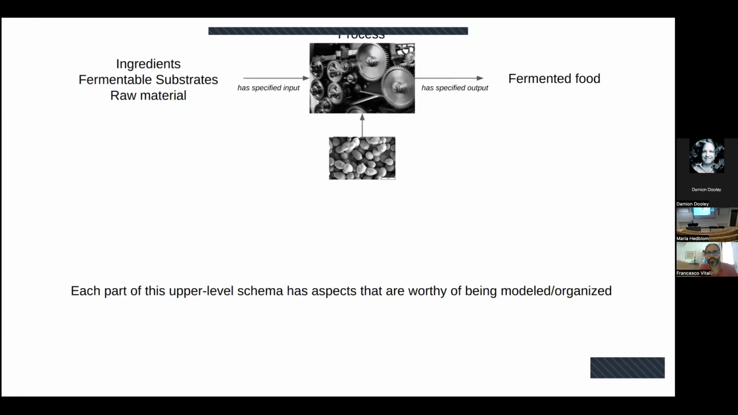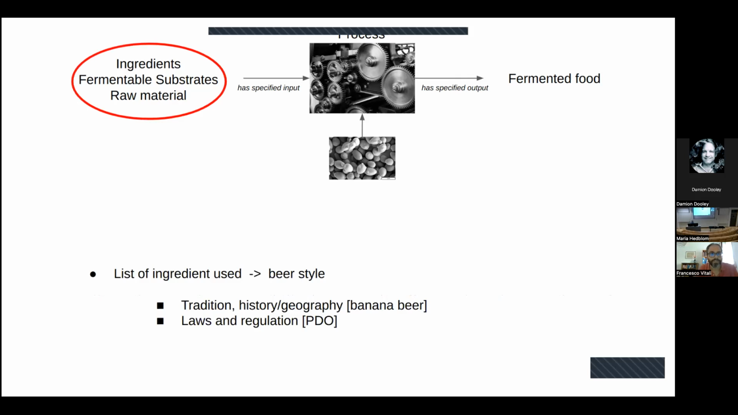Okay. So each part of this schema can be further modeled or organized. And we can, for example, be interested in modeling the ingredient, so the input material of this process. And in this part, we could be discussing or using the tradition, the history, and the geography of a place to categorize the product. For example, banana beer is something which is typical of some places in Africa, but I don't think it would be found in Europe or in Italy, for example, maybe also in America. So the ingredients and the fermentable substrate determine the beer style. And these beer styles are connected to concepts like tradition and history, but also obviously to laws and regulations of a place.